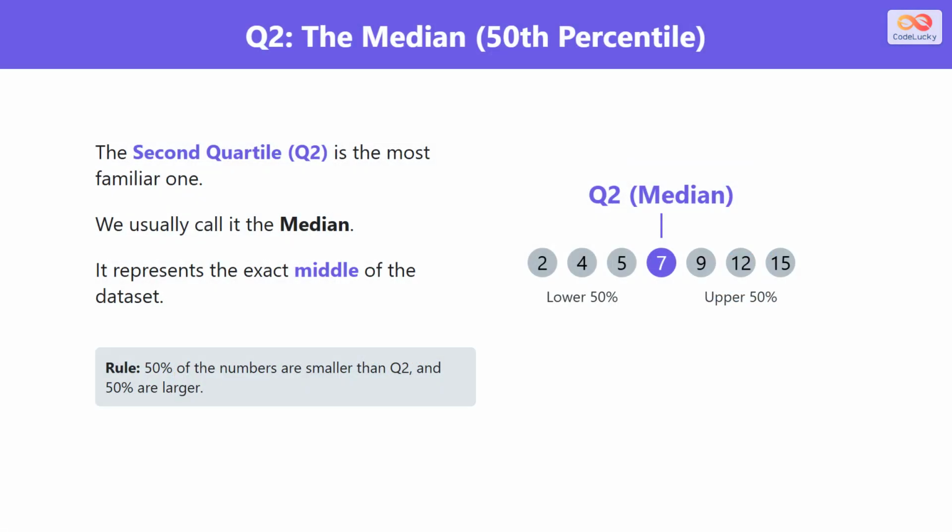Let's start with the middle one, Q2, which you likely already know as the median. This value sits right in the center of your sorted data. 50% of the values are smaller than the median, and 50% are larger.